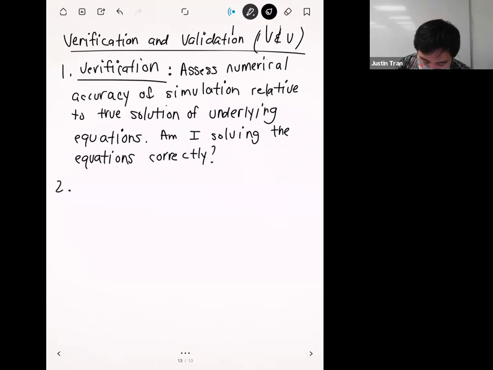Just for me personally, I hardly ever remember the exact definition for verification, but I always remember that question, right? When I think of verification, I always think, I have these governing equations, these differential equations. Am I solving them correctly with the method that I'm using?